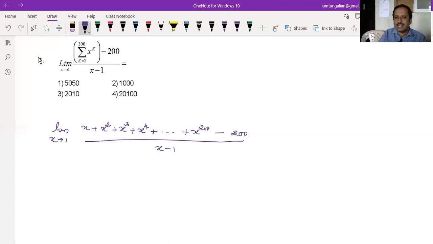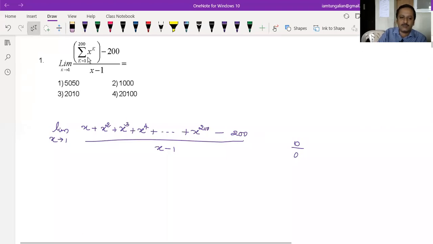Now if I directly apply the limit, I'm going to get 1 plus 1 plus 1 plus 1. Each of these terms, because 1, 1 square, 1 cube, 1 power 4, 1 power 10, etc., will give you 1, 200 times. That sum will be 200. 200 minus 200, that is 0. Denominator 1 minus 1, that is also 0. So we get 0 by 0 form.